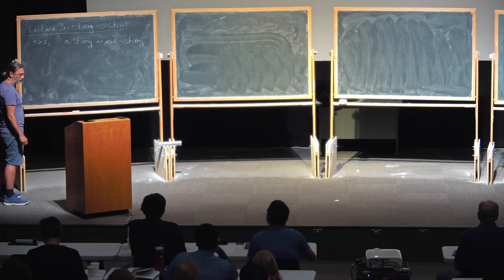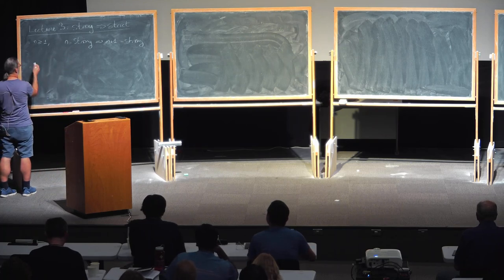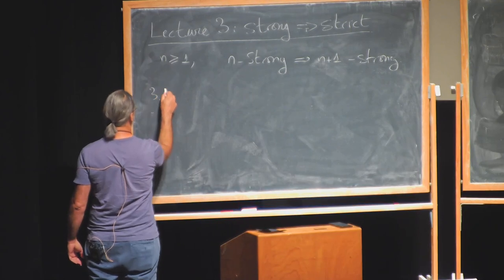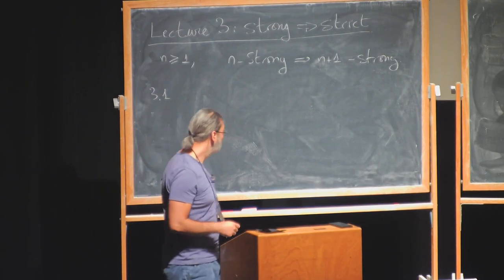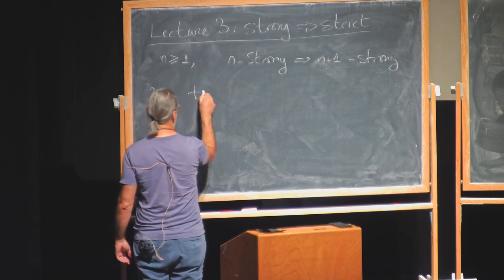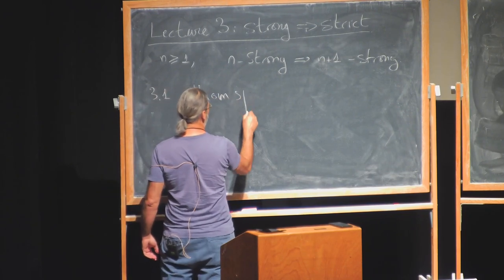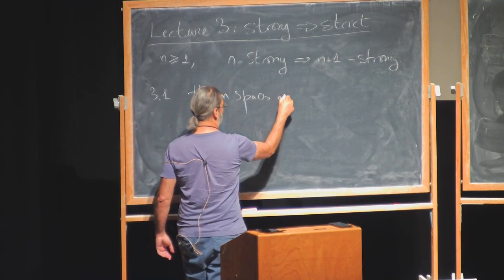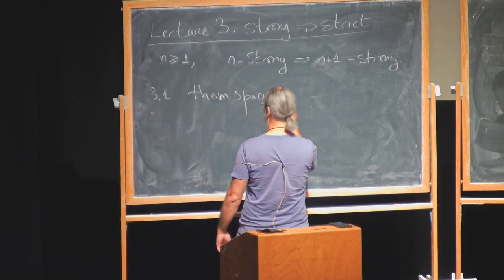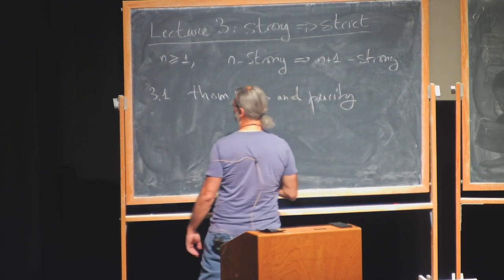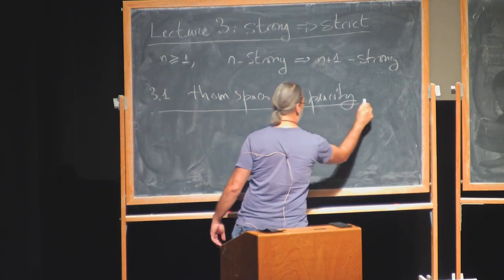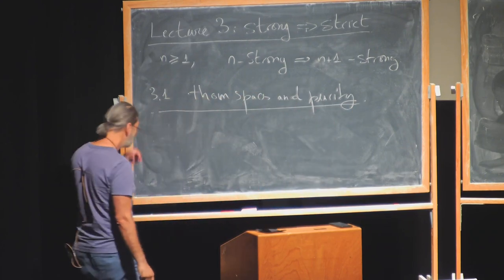And I want to start by recalling some basic facts from A1 homotopy theory, namely Thom spaces and purity. You might have seen this before, maybe last week. I'm going to be fast here. So, what are Thom spaces?